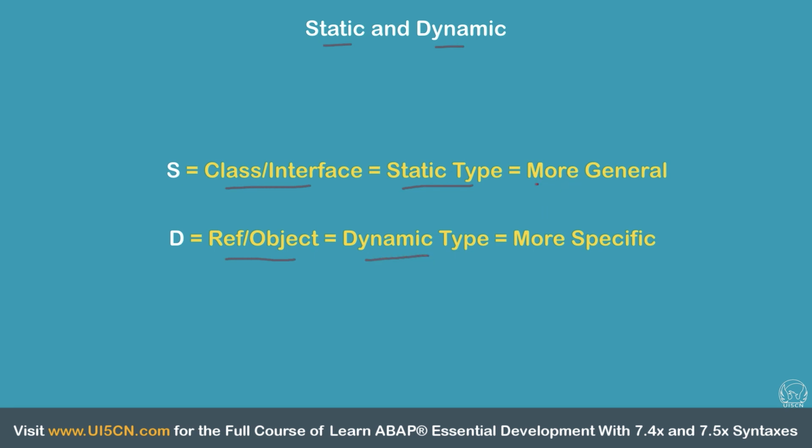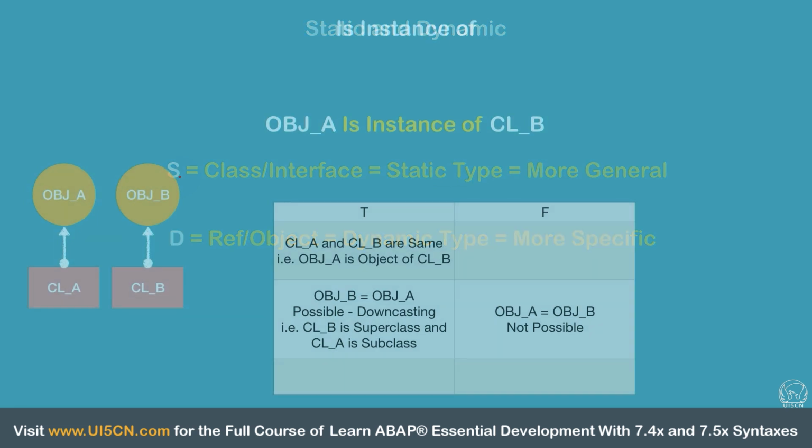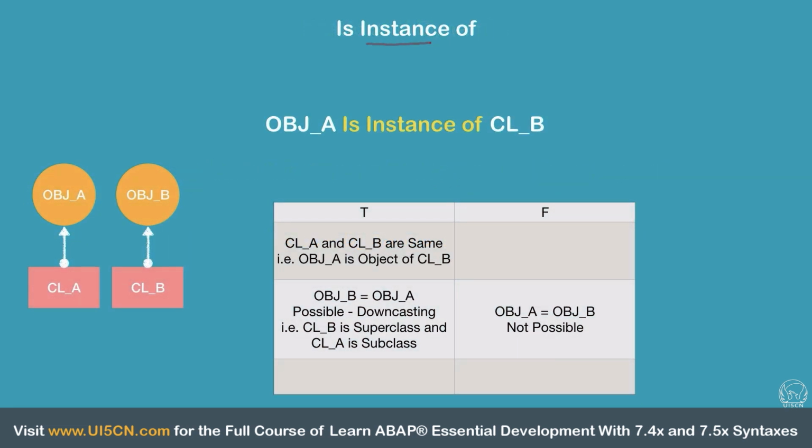Now the static type is the more general version and the dynamic type is the more specific. What we will also do finally is cover the IS INSTANCE OF functionality, which is present from the 7.5 version of ABAP, and why the IS INSTANCE OF functionality is used.